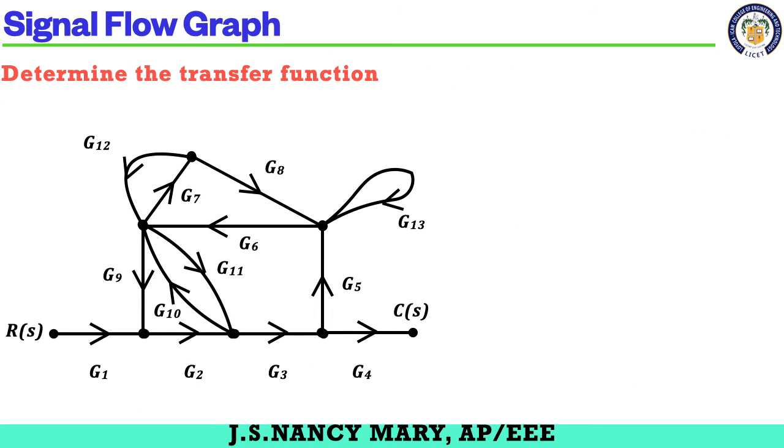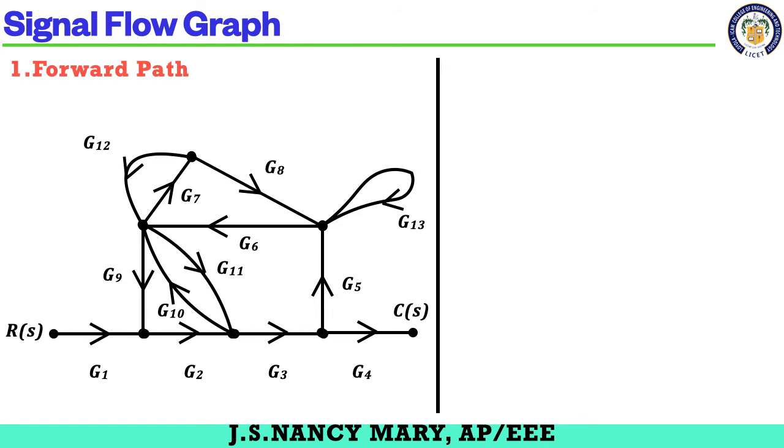Now, in this problem, they have given you this problem. You need to find out the forward path. If you could see the forward path, we are having only one forward path, that's the straight line, which is G1, G2, G3, G4. So I'm writing the same. So my transfer function becomes P1 del 1.